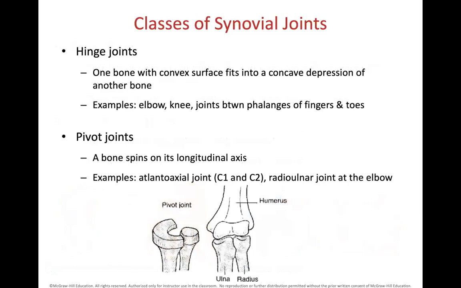And the last two we have are the hinge and the pivot joints. These are actually pretty easy to grasp. A hinge joint would be like your elbow. It's movement in basically one plane. You still have a convex surface fitting into a concave depression, but with a good bit of movement, obviously. So your knee and your elbow are hinge joints. And the phalanges of your fingers and toes are going to be hinges. You can really only move them in one plane.